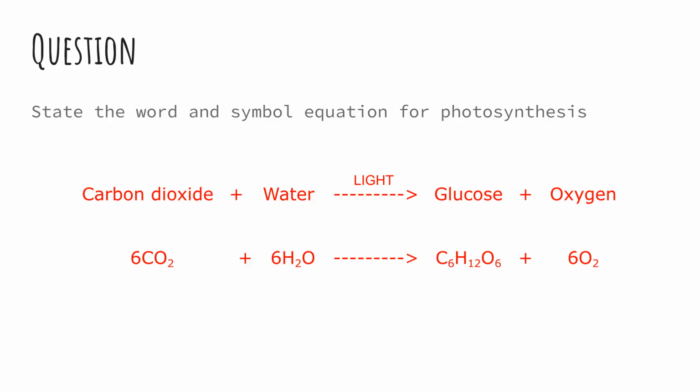Photosynthesis is vital for plant energy. The word equation is carbon dioxide plus water, in the presence of light, produces glucose and oxygen. The symbol equation is 6 CO2 plus 6 H2O yields C6H12O6 plus 6 O2.